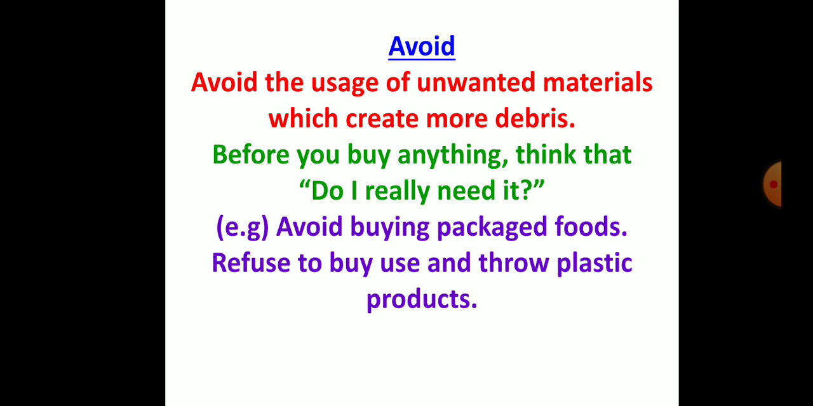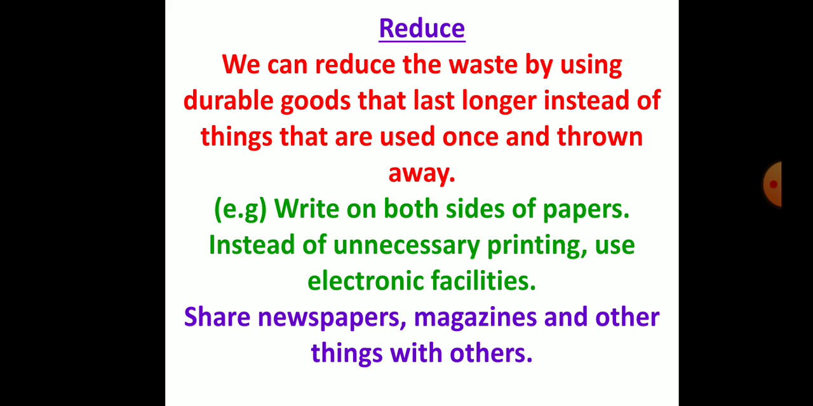Avoid the usage of unwanted materials which create more debris. Before you buy anything, think, do I really need it? Example: avoid buying packed foods. Refuse to buy, use and throw plastic products. Reduce. We can reduce the waste by using durable goods that last longer instead of things that are used once and thrown away. Example: write on both sides of papers. Instead of unnecessary printing, use electronic facilities. Share newspapers, magazines, and other things with others.